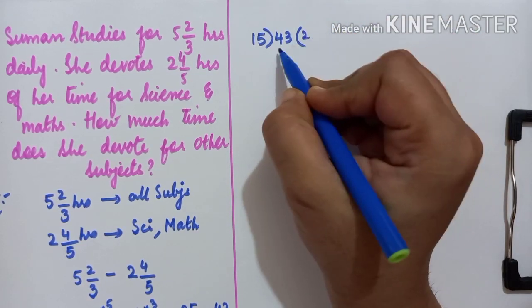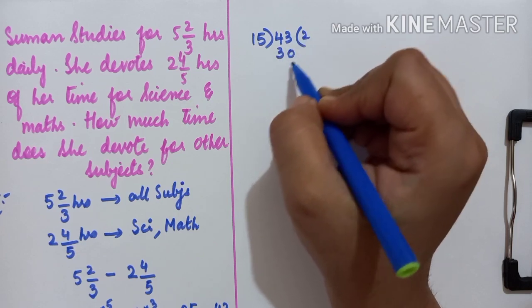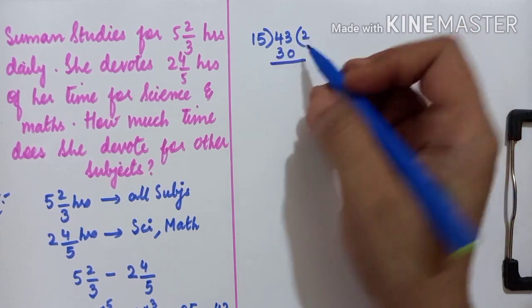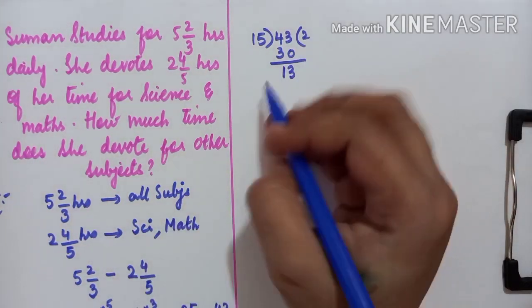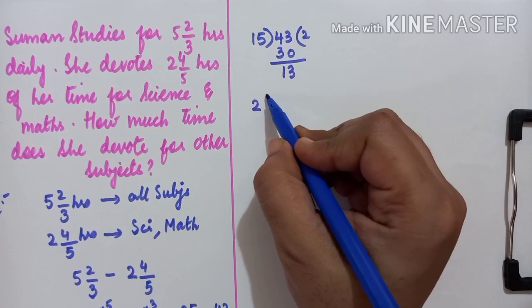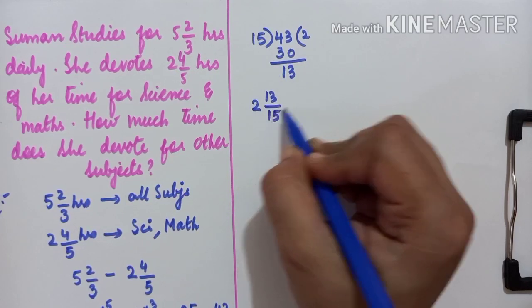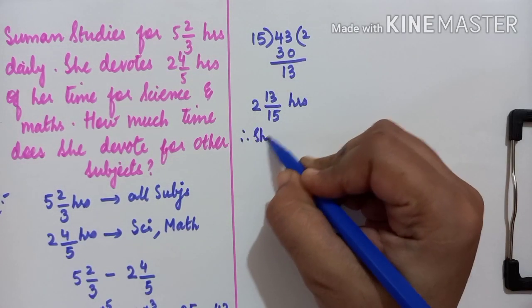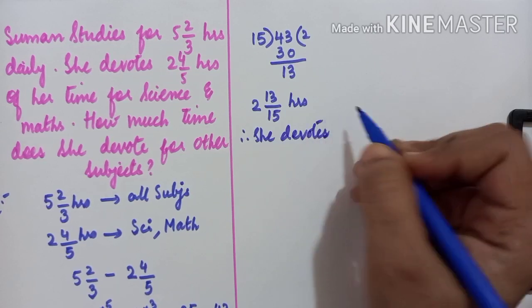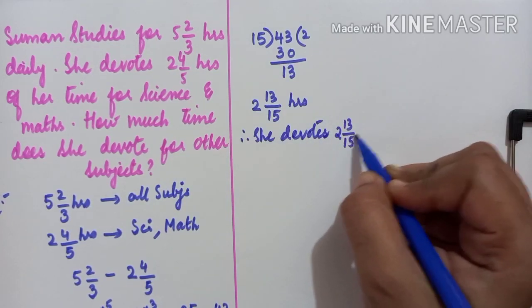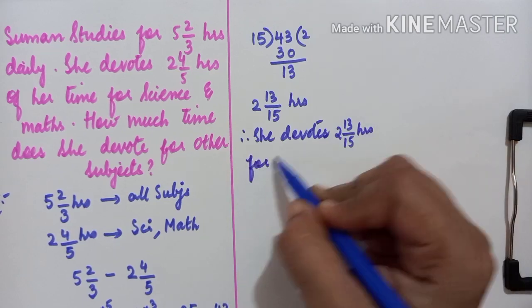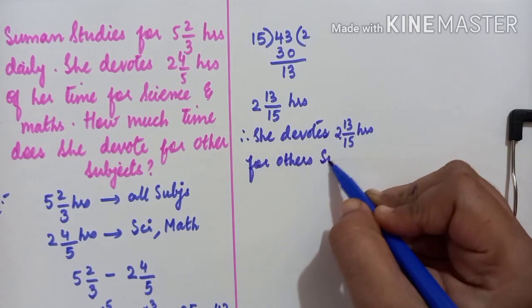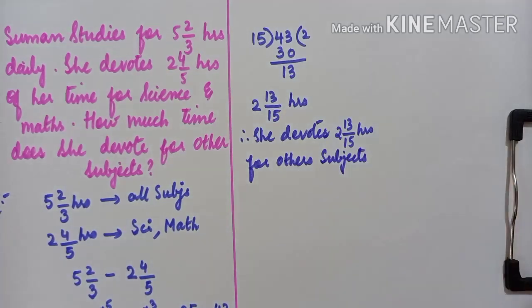15 2s will be 30, because 15 3s will be 45, which is the greater number. So let us take 15 2s, 30. So here you will get 13. How can you write it? First the quotient you will write, then the remainder. So 2 13 by 15 hours. So what is your question? How much time does she devote for other subjects? Therefore she devotes 2 13 by 15 hours for other subjects. Other subjects means other than science and math.